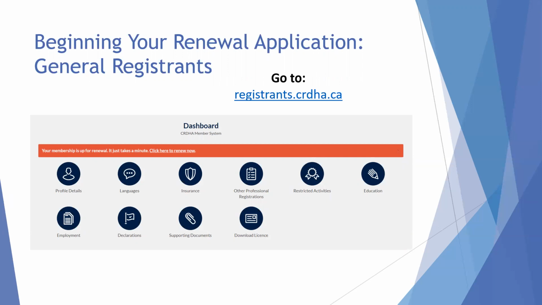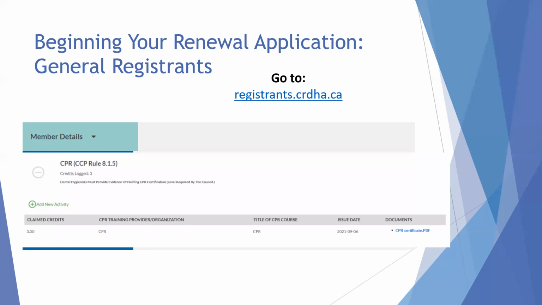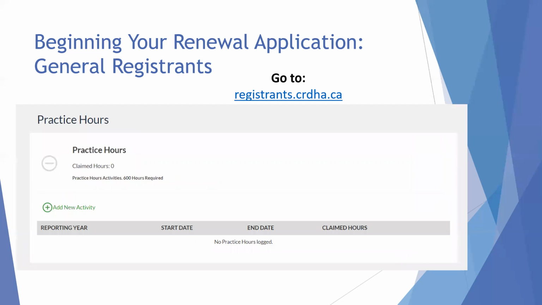To do so, hover your mouse over Continuing Competence on the left-hand side menu, then click Enter Activities. CPR can be entered under Section 8.1.5, and practice hours are entered at the bottom of the Continuing Competence page. If you see an error message that says you are not eligible to renew, go back and watch the first video in this series. The rest of this video will show you how to enter and update information for your renewal application.